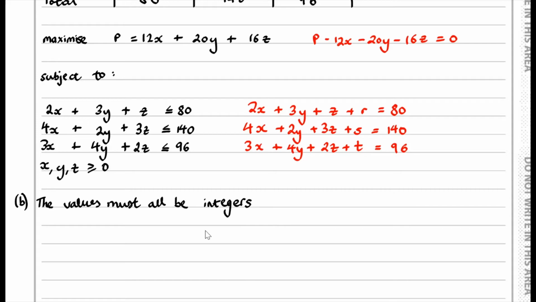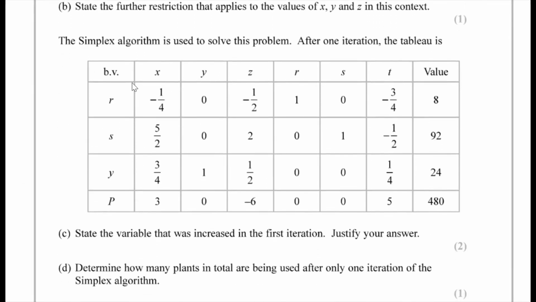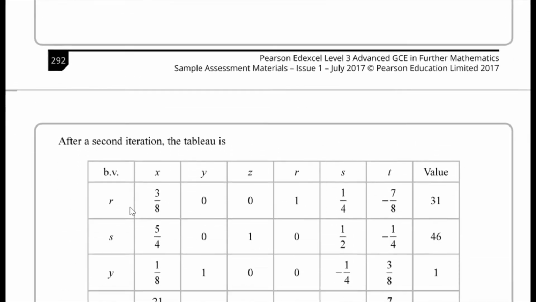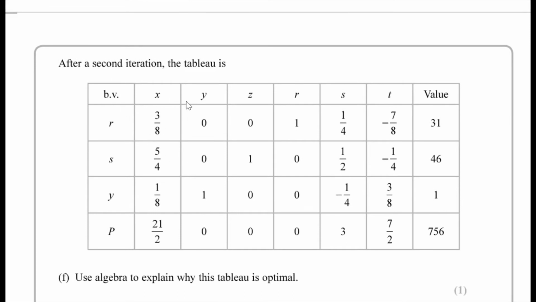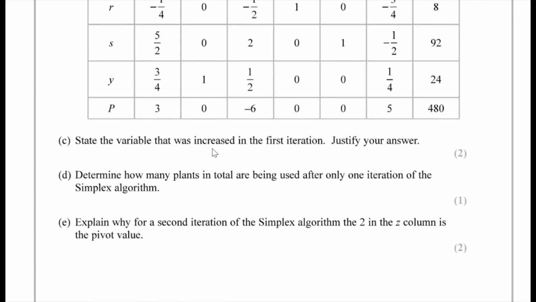Okay, now for part C, we've got this simplex algorithm which is used to solve this problem. After one iteration, we've got this table over here. And then later on in the question, we've got the table for a second iteration. And for part C, we have to state the variable that was increased in the first iteration, justifying our answer.